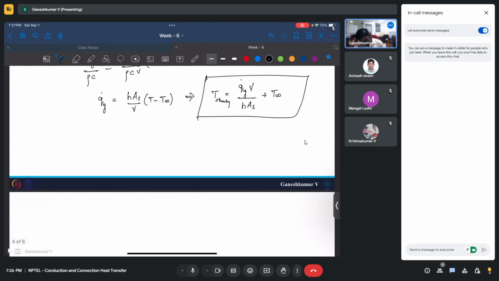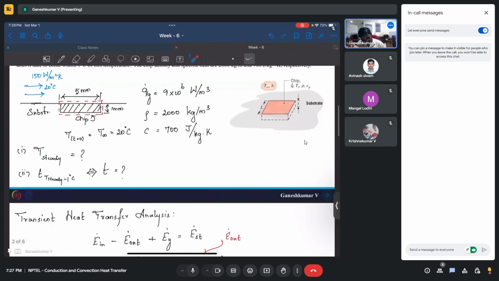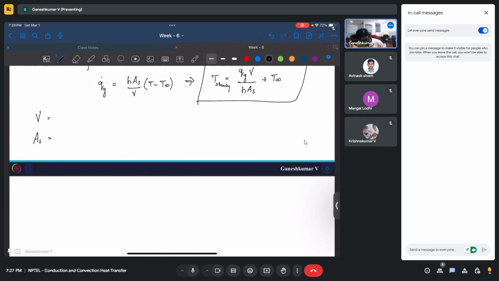Now we need to find what is volume, we need to find what is surface area. We know the surface area is for the convection, and the convection is happening in that square plate. So it will be 5 mm cross 5 mm. So this is the plate in which the convection is happening. So it's nothing but L square, and volume is nothing but this surface area times the thickness, which is 1 mm. So this is nothing but 5 into 5 into 1, which is 25 mm cube. This is 5 into 5, which is 25 mm square.